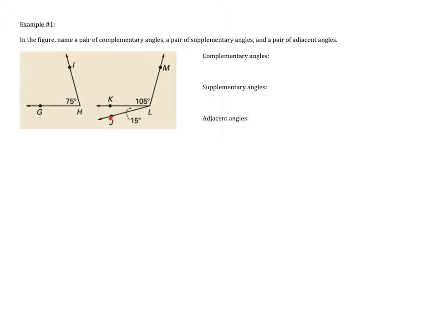But if you look at the second picture, there's actually three angles sharing vertex L. There's the 105 degree angle, the 15 degree angle, and also this big angle, angle JLM, that is also sharing vertex L. So we need to be careful about how we name them. For the first one, complementary angles, we're going to look for two angles whose measures add up to 90 degrees. I have the 75 degrees and the 15 degrees. 75 plus 15 is 90.